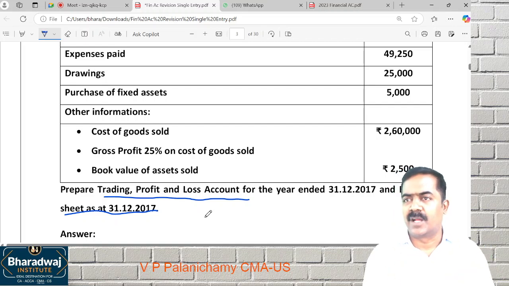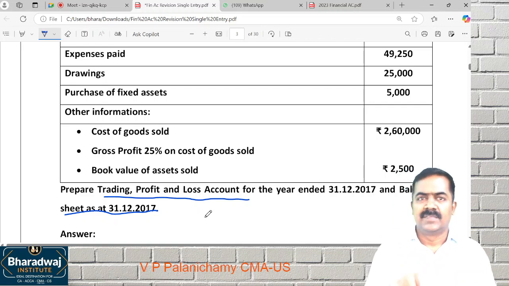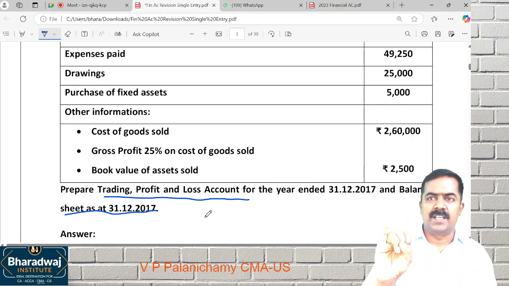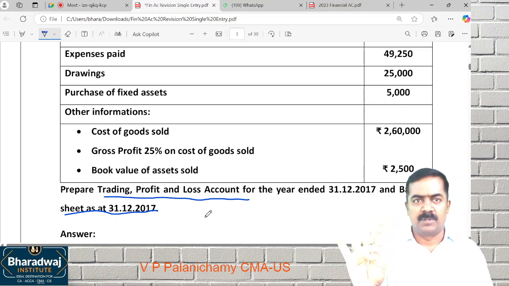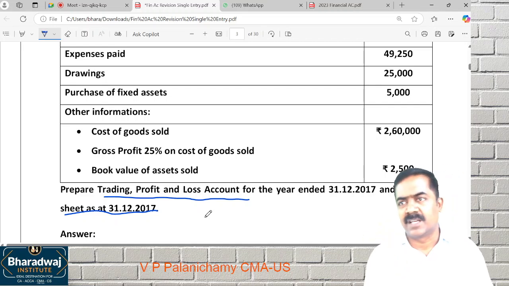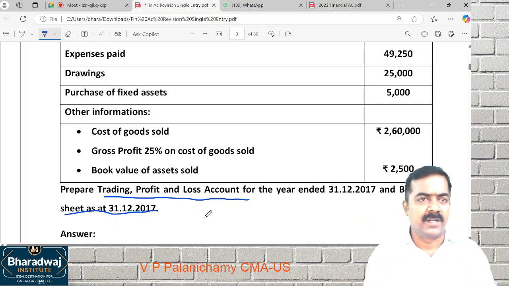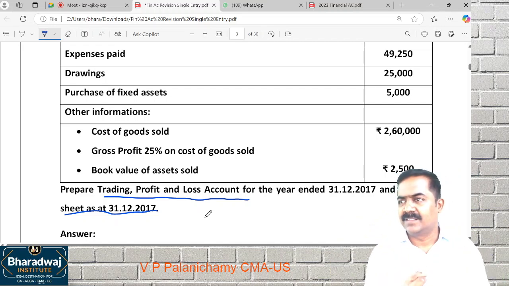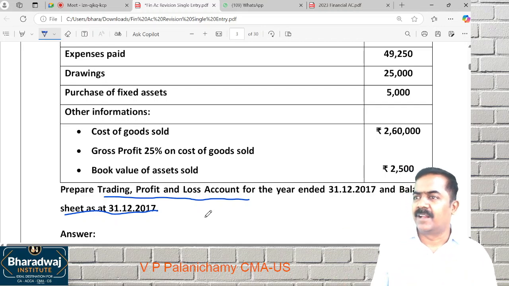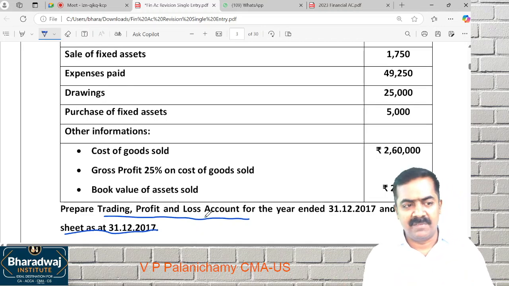What are the accounts required under the conversion method? You have to prepare cash account compulsorily, debtors account, creditors account, and opening balance sheet. These are the things which are compulsory. So we can open the accounts simultaneously and do. Then close all debtors, creditors, then cash account, opening balance sheet, then come to trading P&L account and which one? Closing balance sheet, like that we can do.